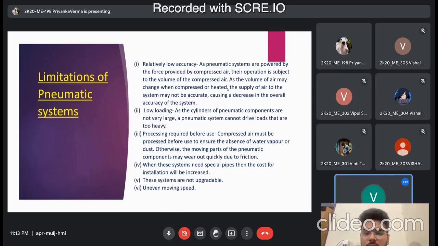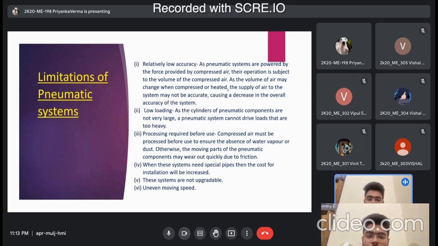Limitations of pneumatic systems. Relatively low accuracy. As pneumatic systems are powered by the force provided by compressed air, their operation is subject to the volume of the compressed air. As the volume of air may change when compressed or heated, the supply of air to the system may not be accurate, causing a decrease in the overall accuracy of the system.